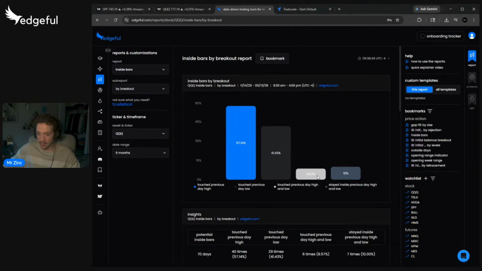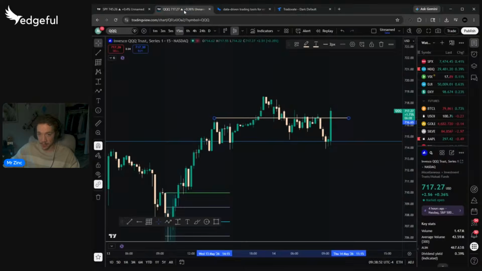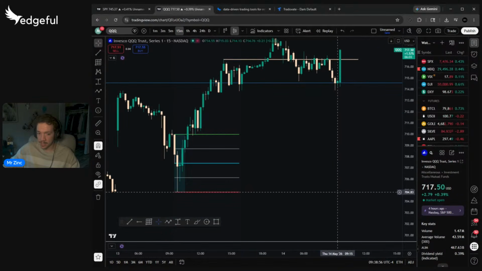Once we break previous day's high or low, there's only an 8% chance that it also hits previous day's high or low, meaning that for today, since we broke previous day's high, we only have an 8% chance that price goes and hits 704.83. That's it. So we are not anticipating price to go back down to previous day's low.